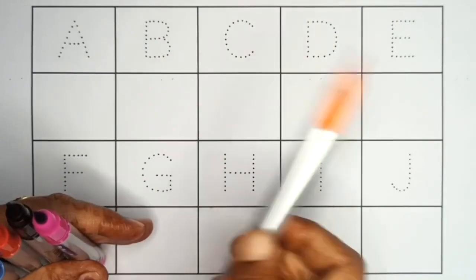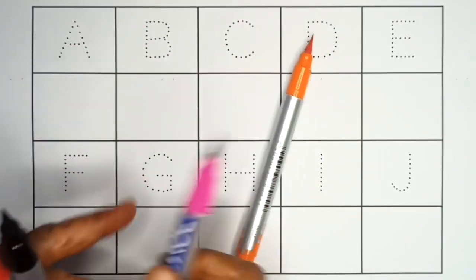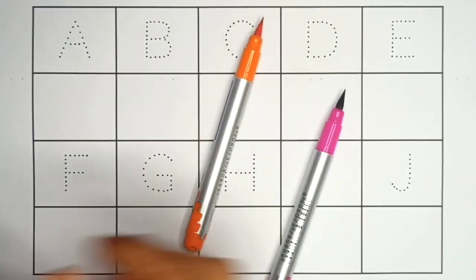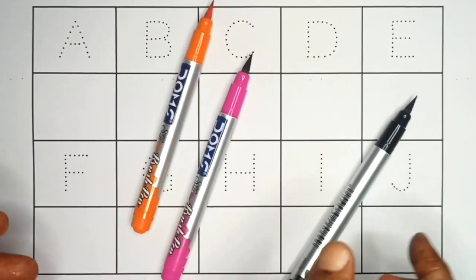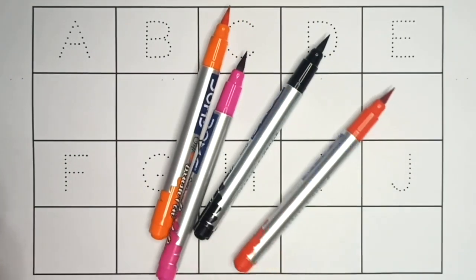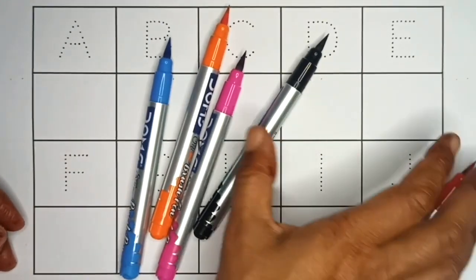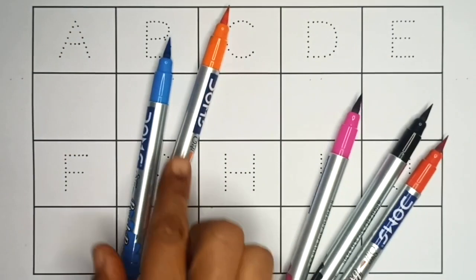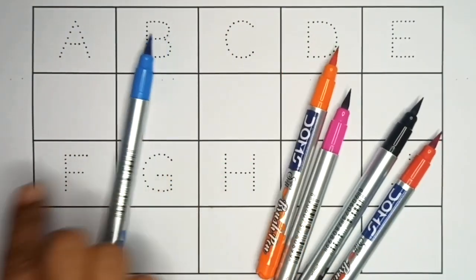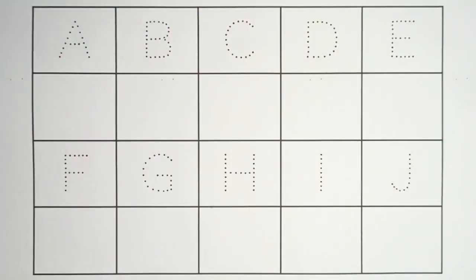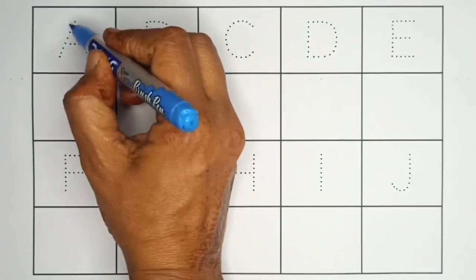Orange color. Orange color. Purple color. Black color. Red color. Blue color. Red, black. Purple, orange. Blue.